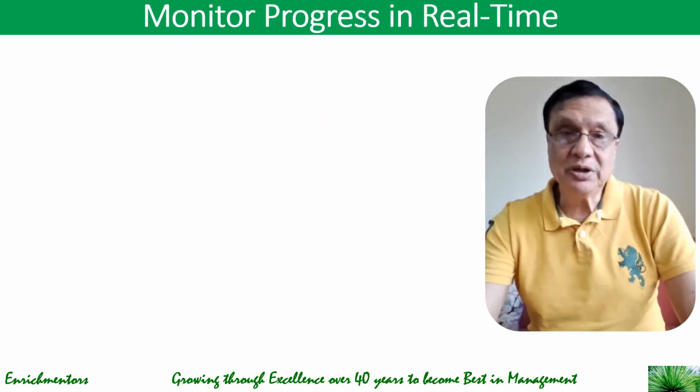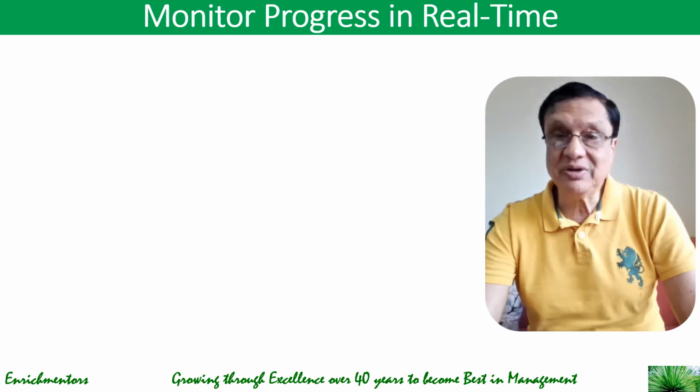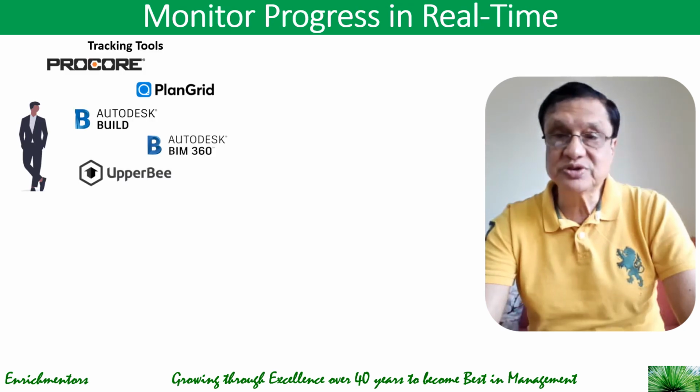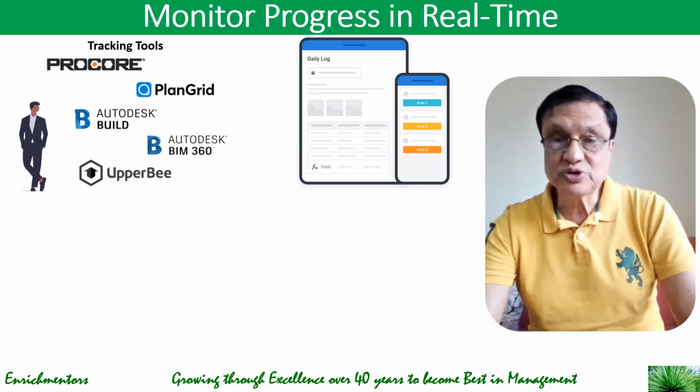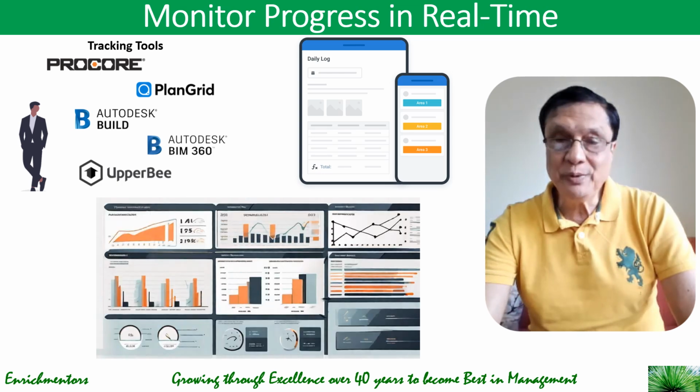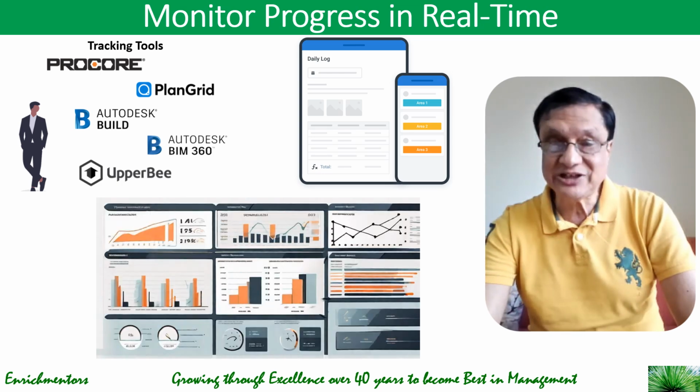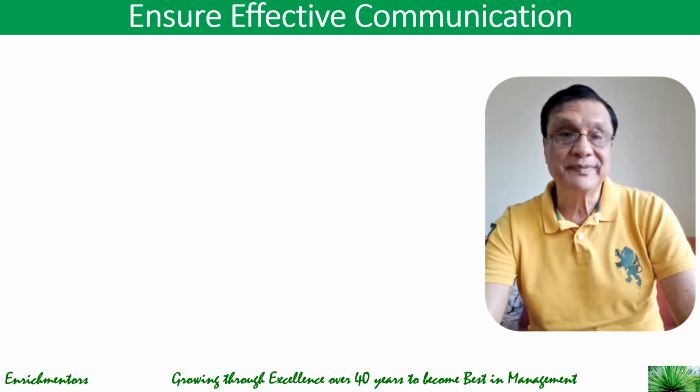Monitoring progress in real time is one critical part of delivering the project on time, and there you need to use software like Procore, PlanGrid, or BIM 360 to track progress and identify delays. Maintain daily logs to monitor work completion, address issues promptly, and provide stakeholders with progress dashboards for transparency.